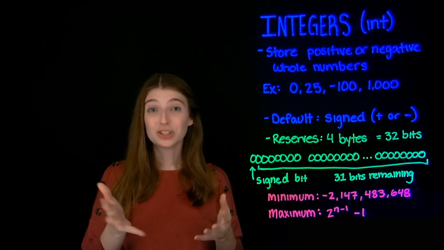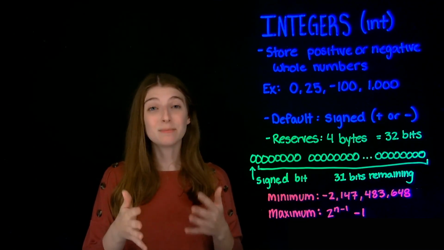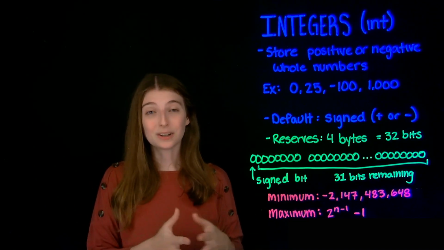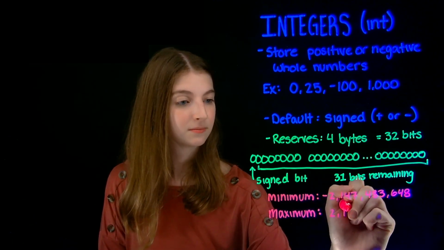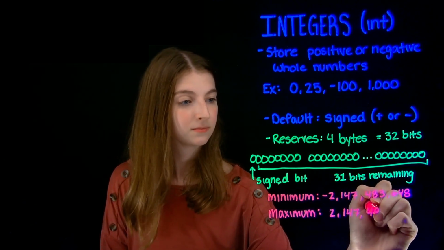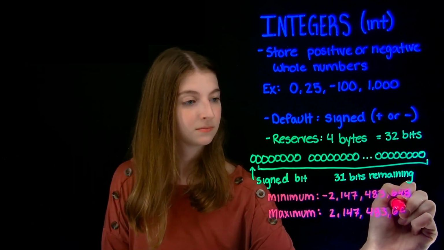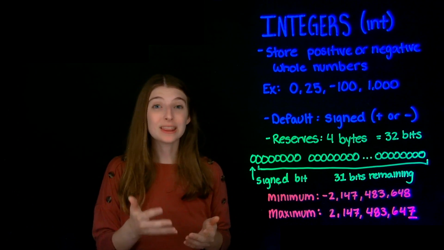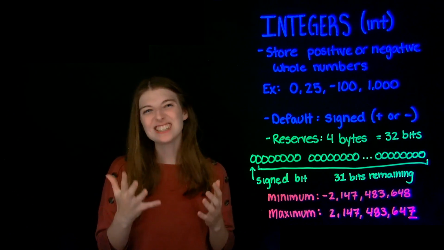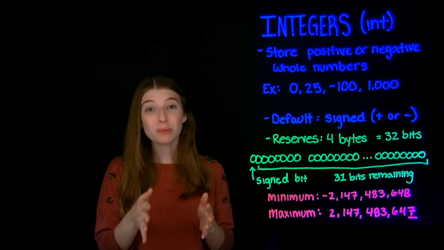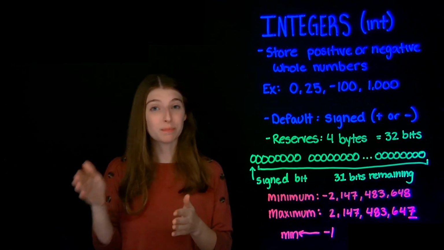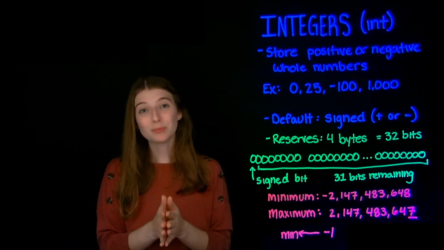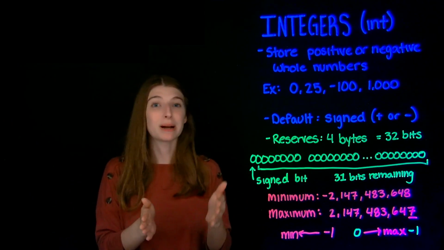Our maximum range is very similar. We're taking 2 to the n minus 1 minus 1 for a grand total of 2,147,483,647. Now, you might be wondering why that maximum number is one less than our minimum number. And it's not actually. You see, our minimum range goes from -1 to our minimum number, and our maximum range goes from 0 to our max minus 1.